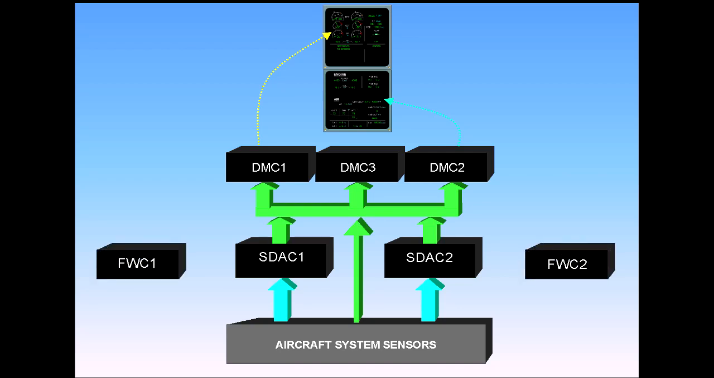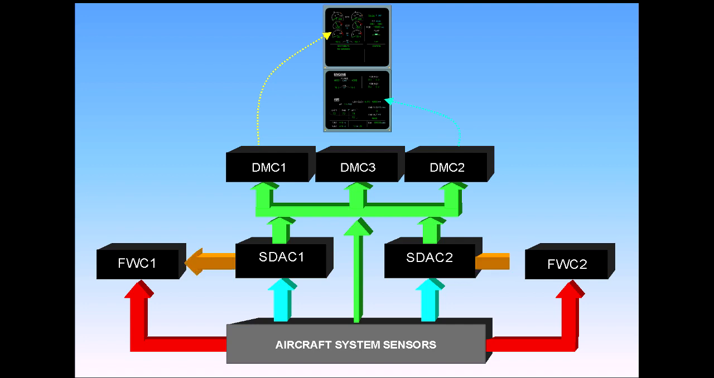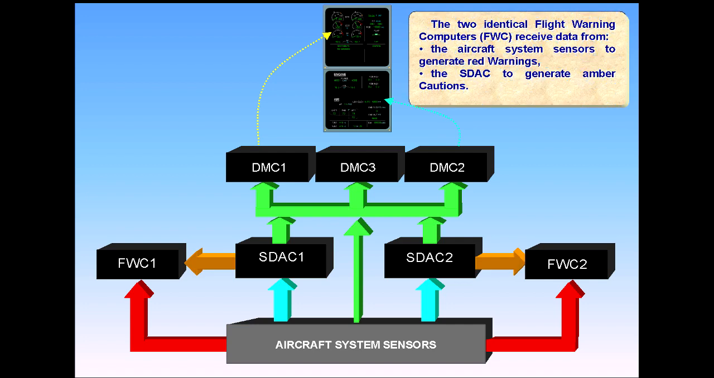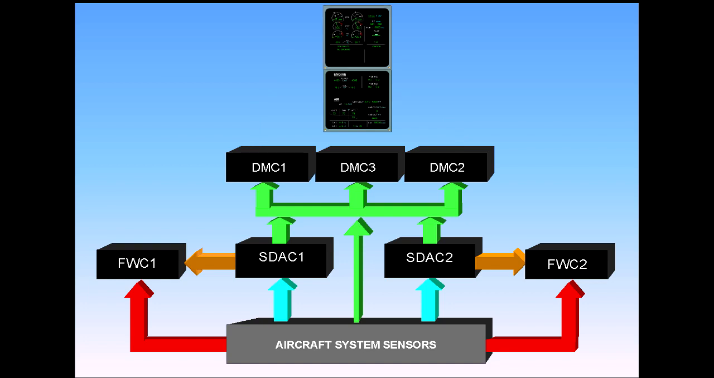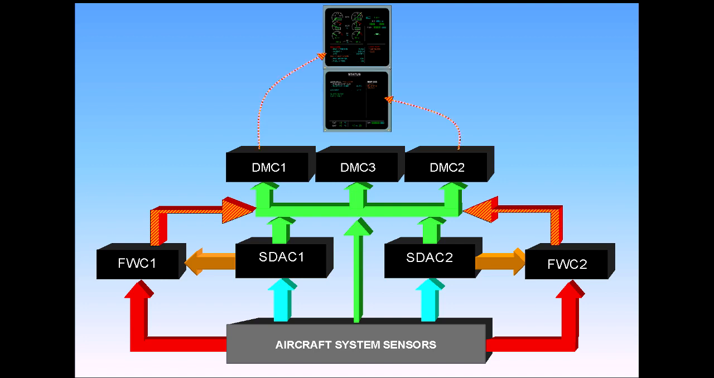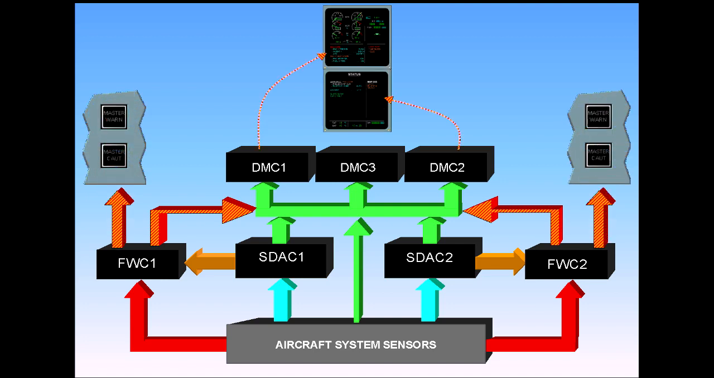The two identical flight warning computers, FWCs, receive data from the aircraft system sensors to generate red warnings, the system data acquisition concentrators to generate amber cautions. The flight warning computers then supply the DMC for the display of alert messages, the attention getters, the loudspeakers for oral alerts and synthetic voice messages. Speed, speed, speed.